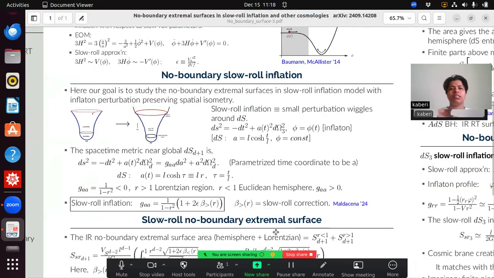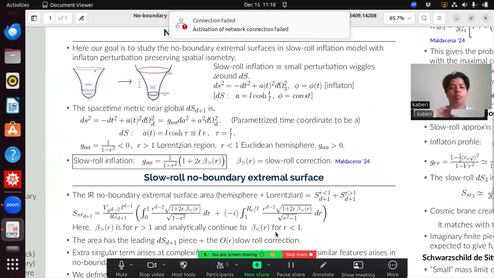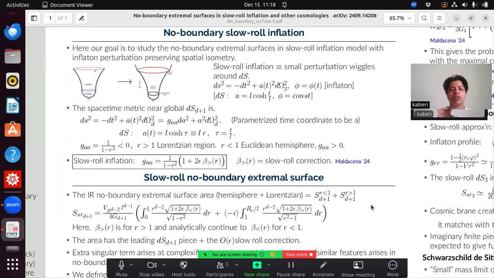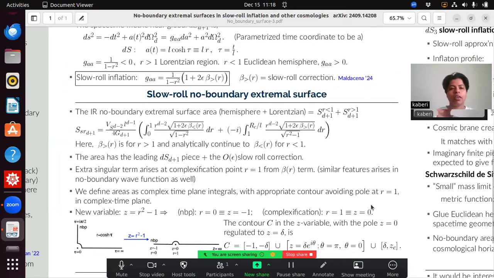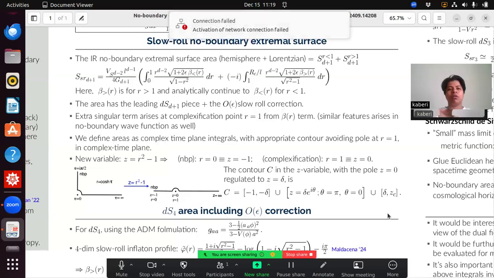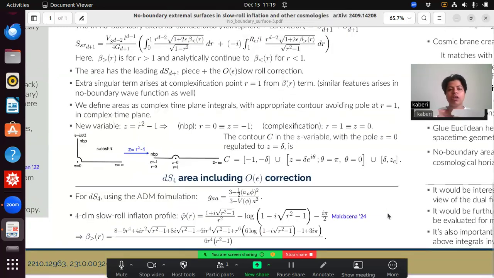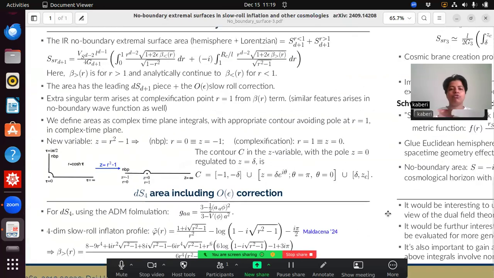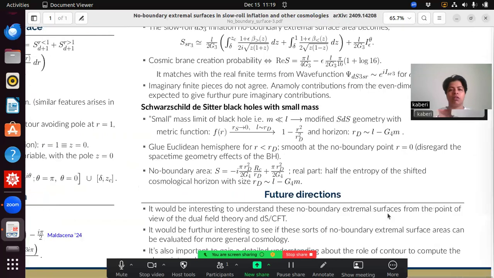Here we have studied the no boundary extremal surfaces in slow roll models, where the background metric component has this complicated form shown by Maldacena, where beta is the slow roll correction. Here we have computed the IR no boundary extremal surface areas, which can be computed by defining an appropriate contour to avoid the pole at the complexification point at r equal to 1 in the complex time plane. The reason for doing this is basically to avoid the divergences that arise at the complexification point in the complex time plane integral. In order to do that, we have defined a new variable z. Also, we have shown that it can be done with respect to the original variable r.